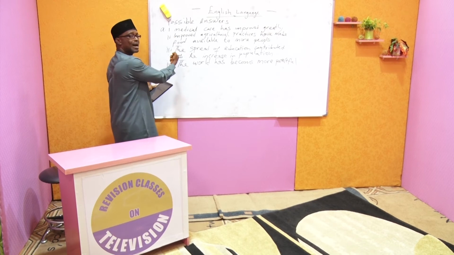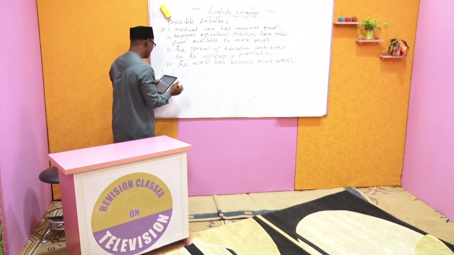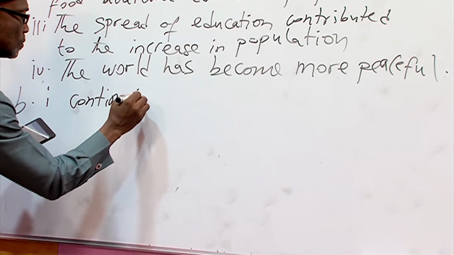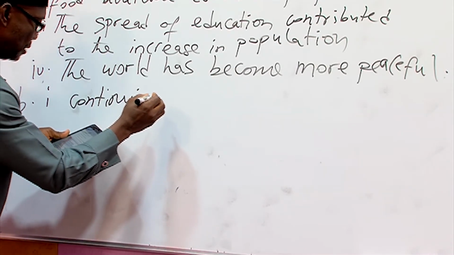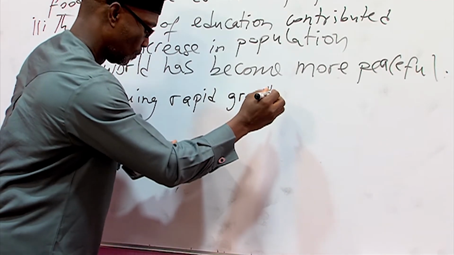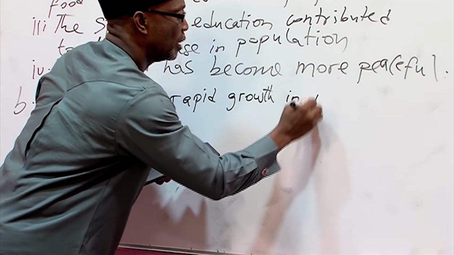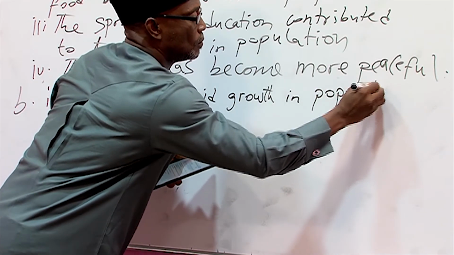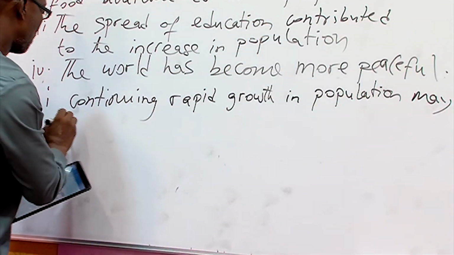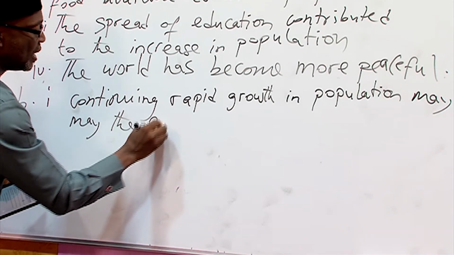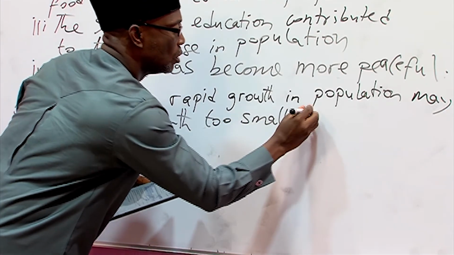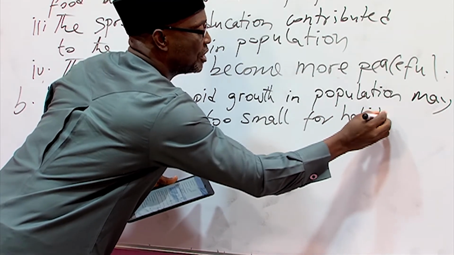Now, for level B, we are expected to write 2 sentences in this regard. And from the other points that were raised earlier on, we have these 2 sentences below. 1, continuing rapid growth in population may make the earth too small for habitation.